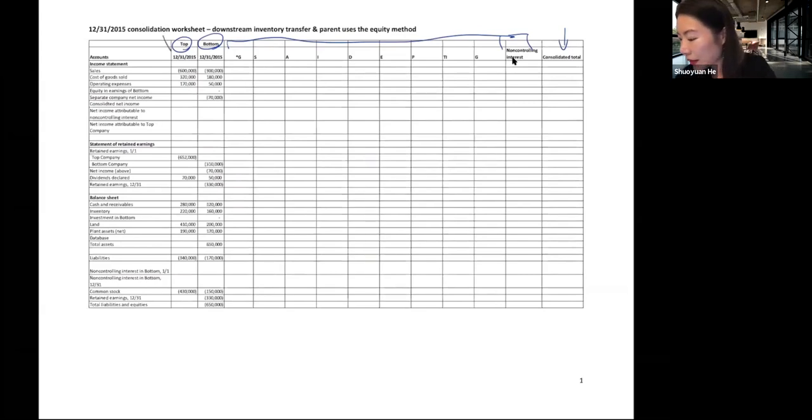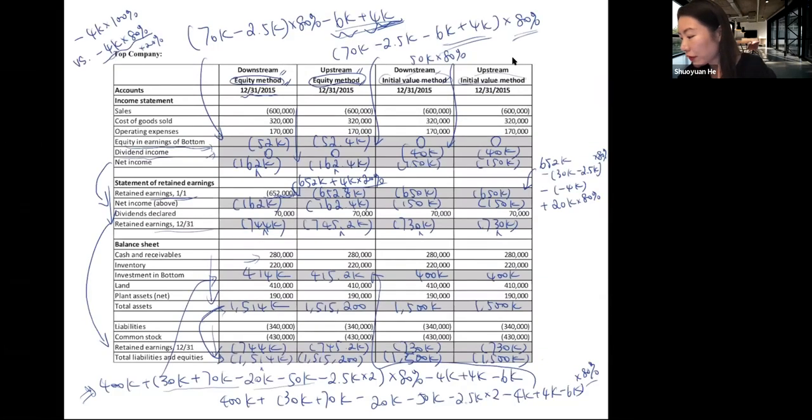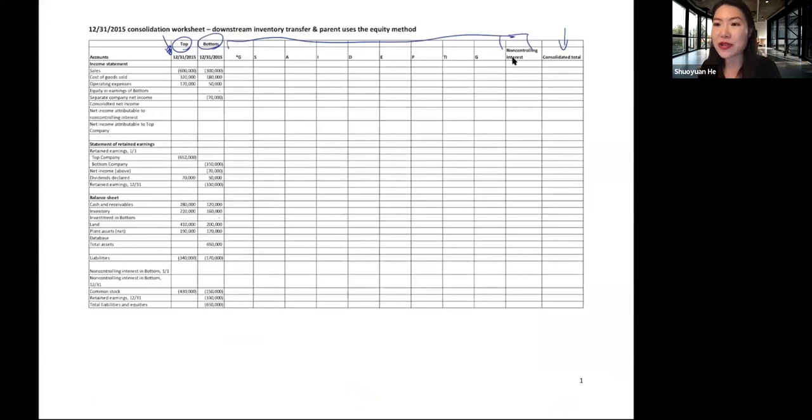So the first column on each of the worksheets, which is the parent book, is just literally taken from what you have done in class 8, which are each of the columns here. If you still remember, in class 8 we talked about how to take into consideration the journal entries made on the parent book and then to complete the parent book. So the first column on each of the worksheets is just taken literally from each of the columns in your class 8.